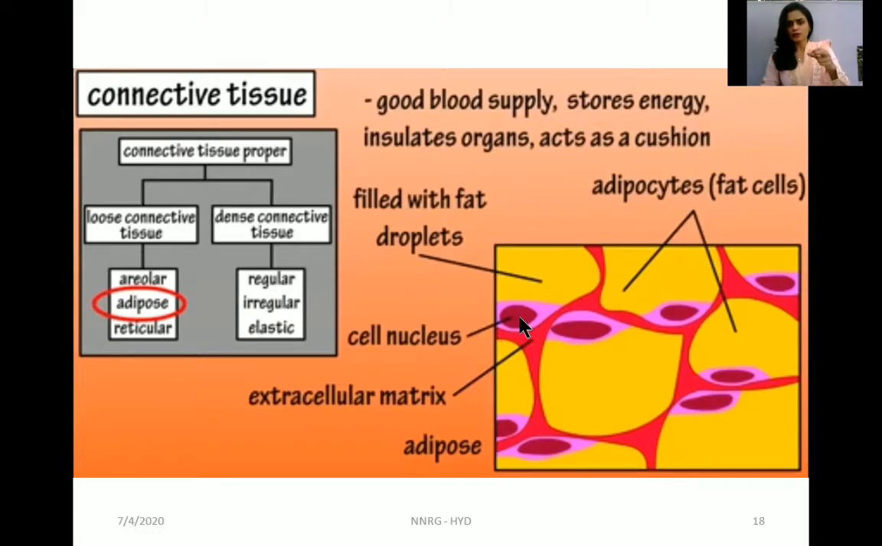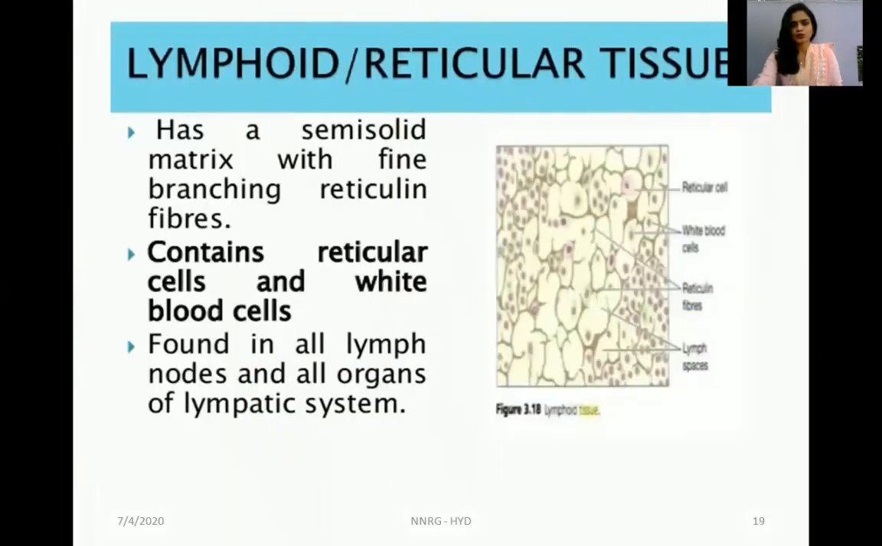That's why the nucleus in adipose tissue is at the periphery, and the cell is enlarged because of the fat droplets. Even the extracellular matrix present is comparatively very little in adipose tissue. As we already discussed, they have a very good supply of blood, and they store energy, insulate the organs, and act as cushions. That is the adipose tissue.